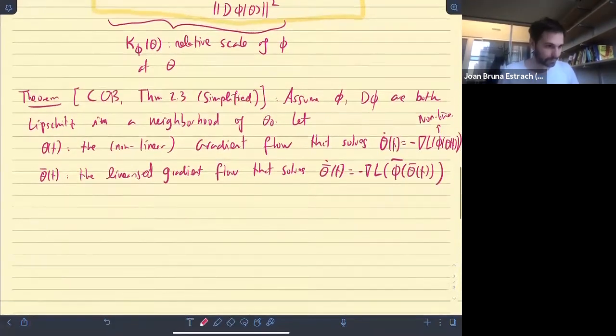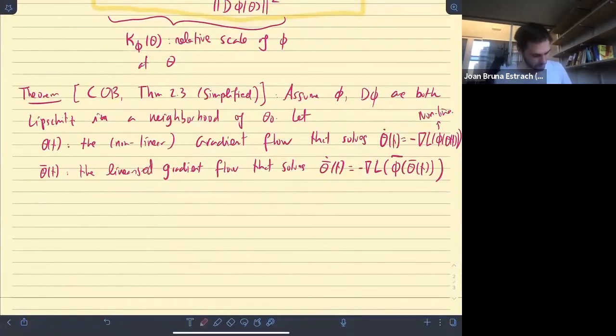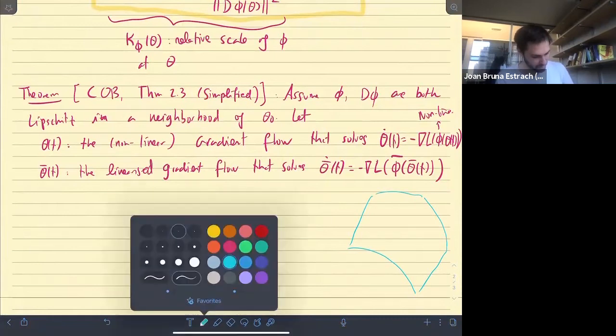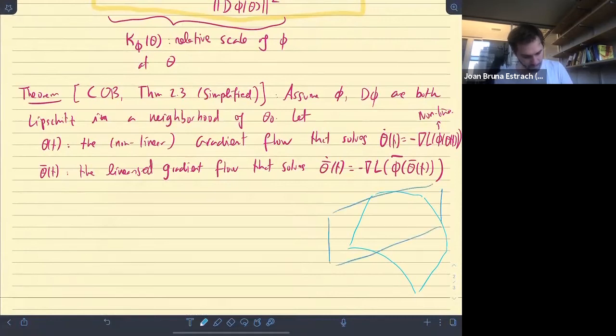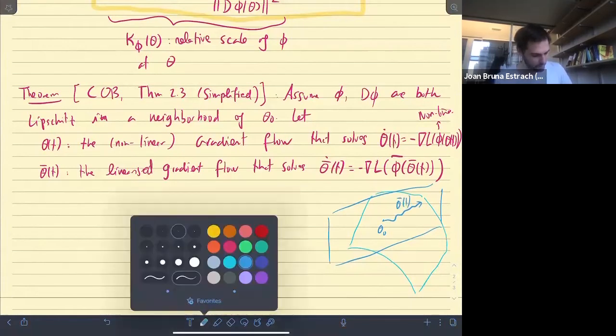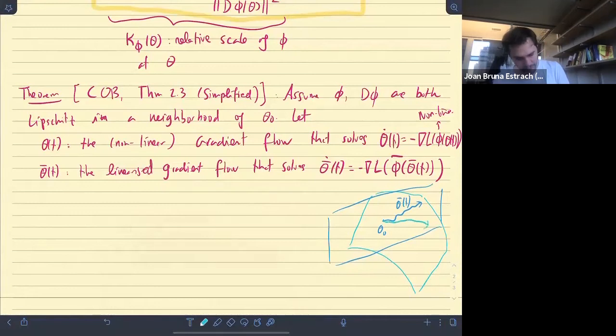Okay, so in pictures, if I want to try to draw a picture, I have some possibly nonlinear model in the space of functions, and I have some linearized model that they match at theta zero. I have one trajectory here that is evolving, this flow. And then I have another flow that starts at the same point that evolves over the nonlinear space, which is theta of t. And both are just gradient flows with respect to the corresponding model.